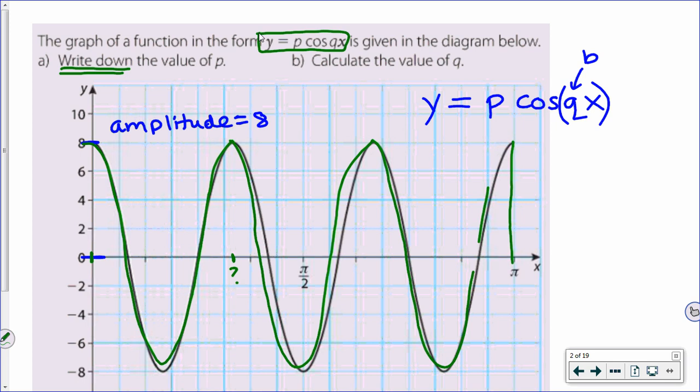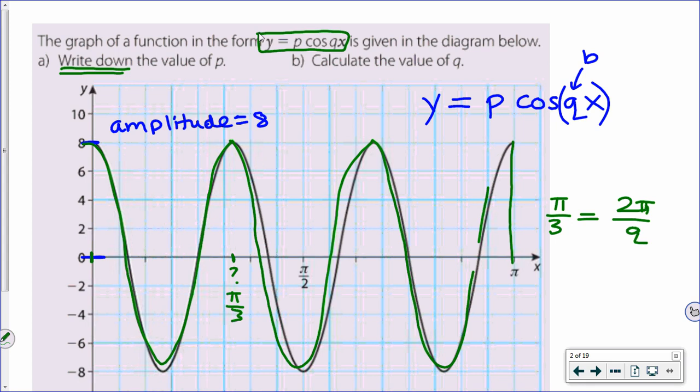That means a single period must be pi thirds, or pi divided by 3, so that each one of these takes pi over 3 to do. That's how you get 3 in a single pi. So then pi over 3 equals 2 pi over q, because we had period equals 2 pi over q, and now I know the period is pi over 3.